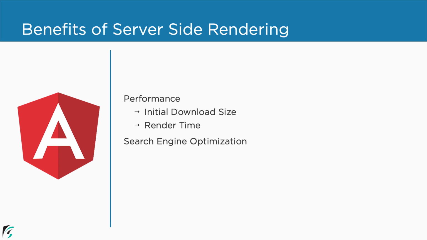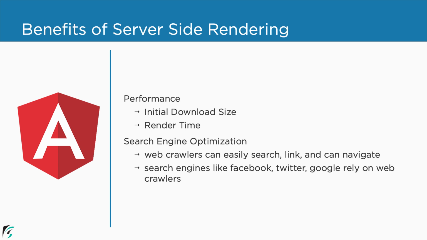Next benefit is search engine optimization. Angular Universal creates a static version of our application, and thus the web crawler can easily search, link, and navigate through our application without JavaScript. This makes a big difference in SEO, since search engines like Facebook, Twitter, and Google rely on the web crawler to index our application.